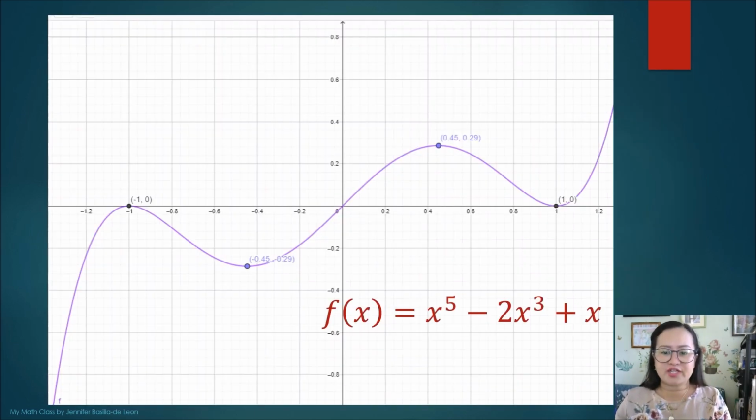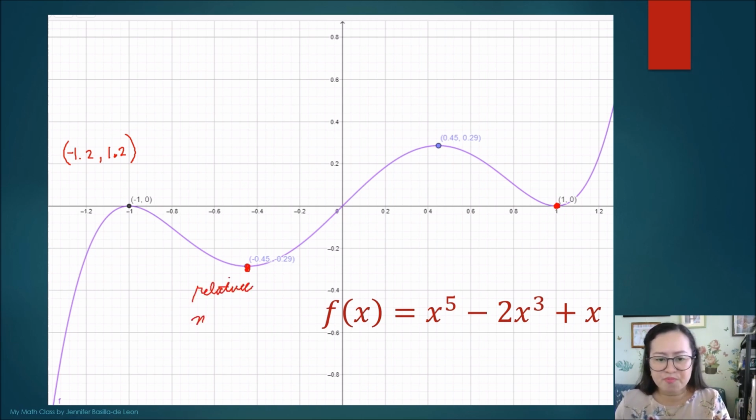Now consider again the function f of x equals x to the fifth power minus 2x cubed plus x. Also consider the open interval from negative 1.2 to positive 1.2. On this portion of the graph, we can see there are two relative minimum points. These two are considered as the relative minimum points of the graph.